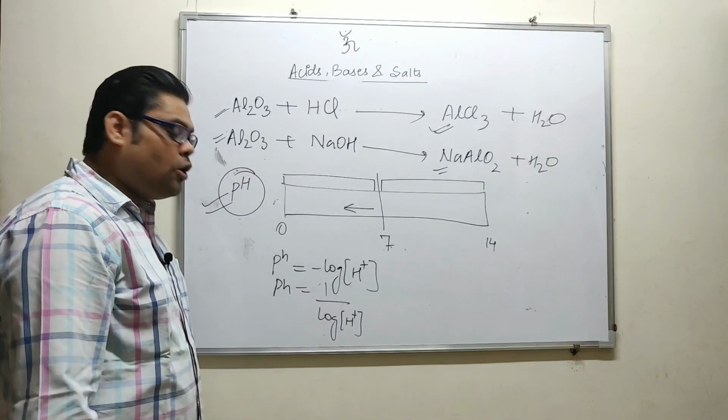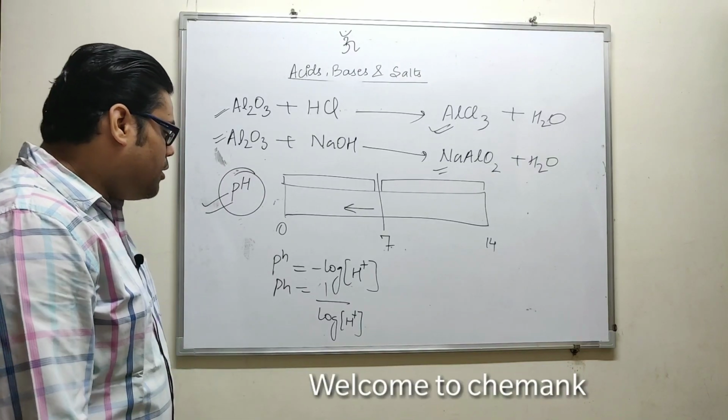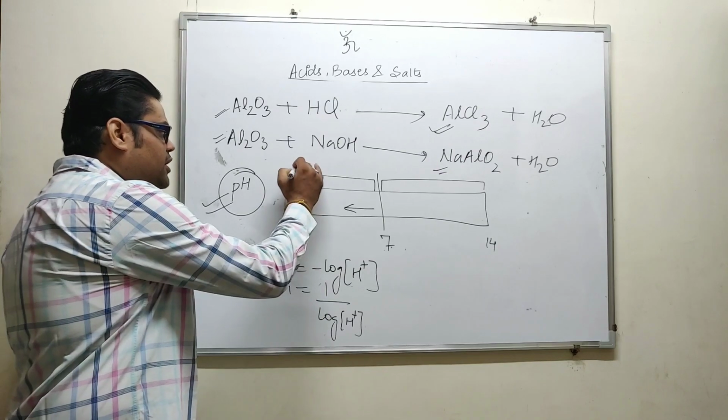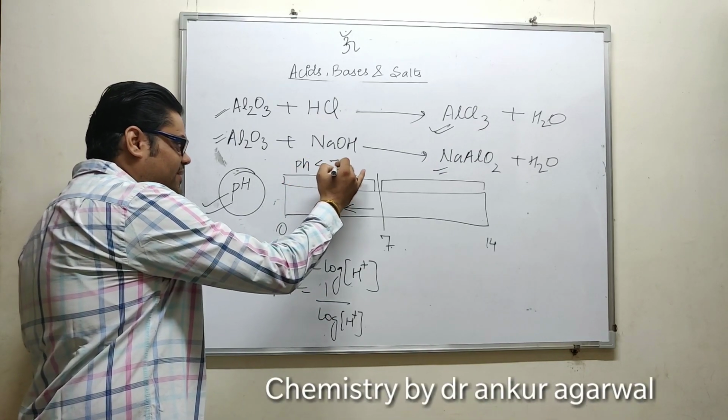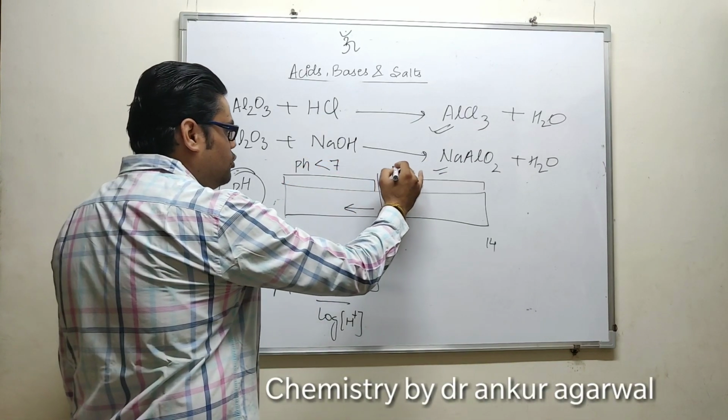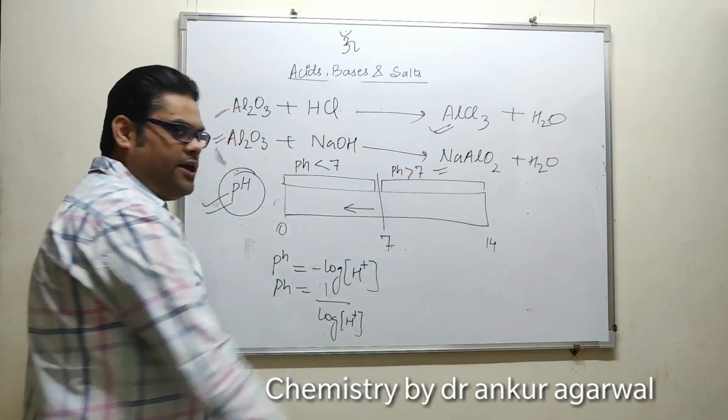pH is inversely proportional to log H plus, or H plus. Okay, so the pH value less than 7 is acid, and pH value more than 7 is base.